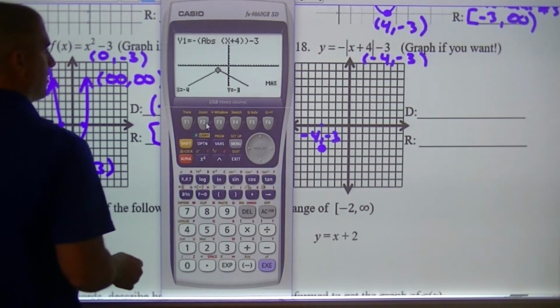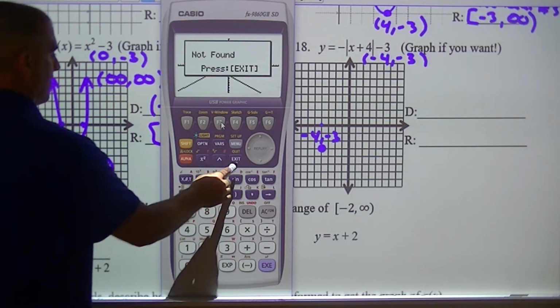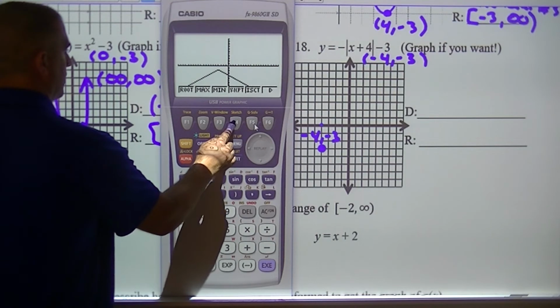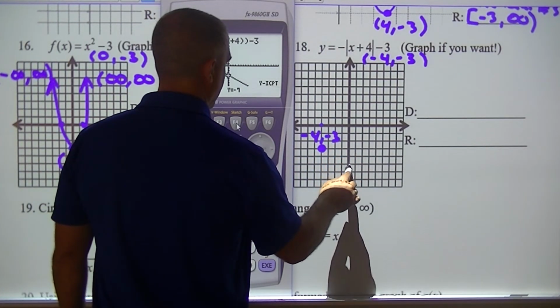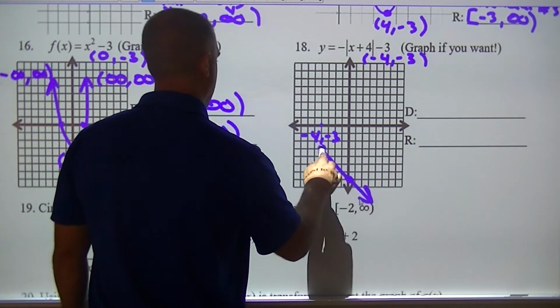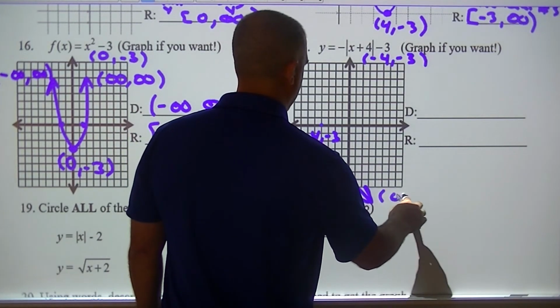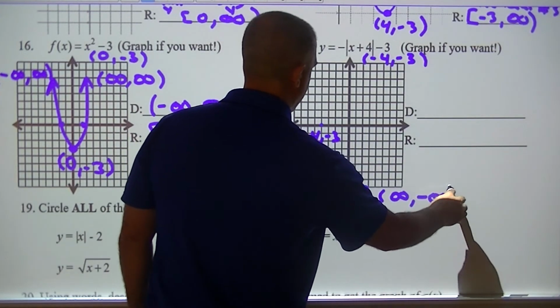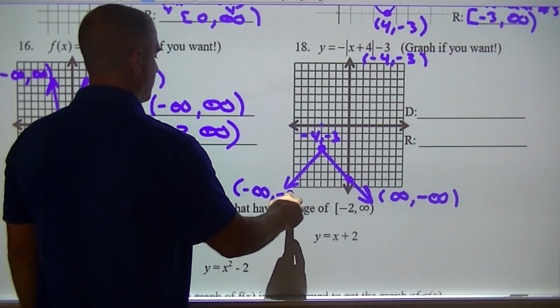G-solve max, -4, -3, fantastic. G-solve min, don't have one. G-solve y-intercept, 0, -7. 1, 2, 3, 4, 5, 6, 7. All right, so here. So that would be positive infinity. It's a right arrow, but it's going down. This is negative infinity, it's a left arrow, and it's also going down.